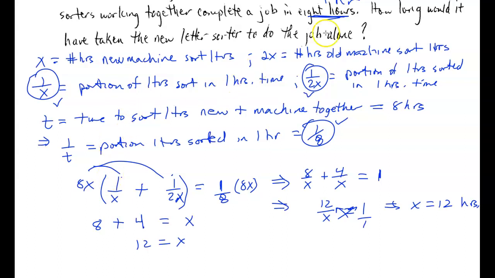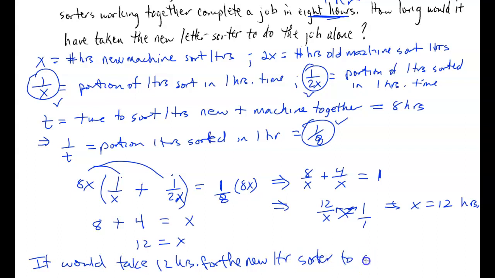Okay. And so again, we would write this final answer in sentence form. And basically we would say it would take the new letter sorter 12 hours to sort all the letters by itself. So it would take 12 hours for the new letter sorter to sort these letters alone. So that's how we would end up doing this problem.